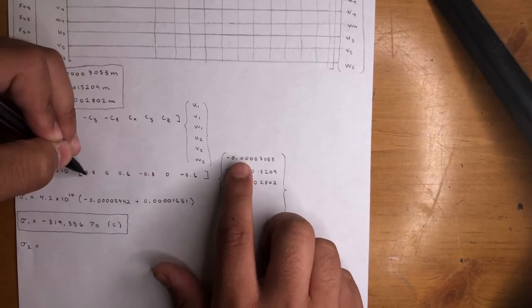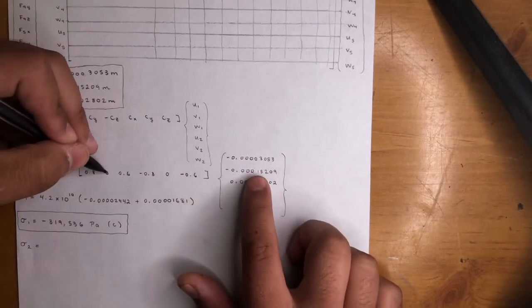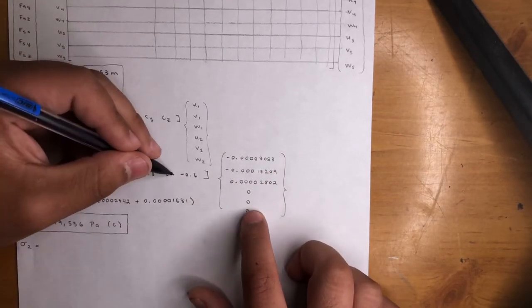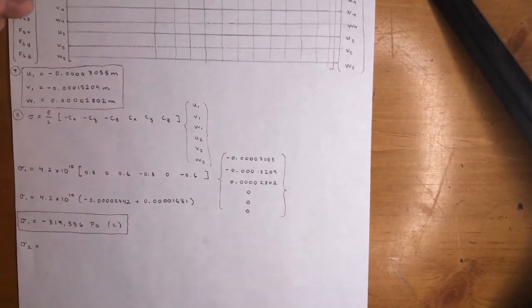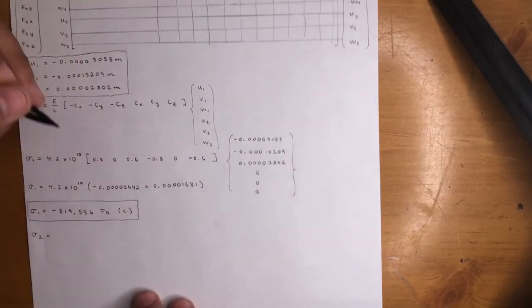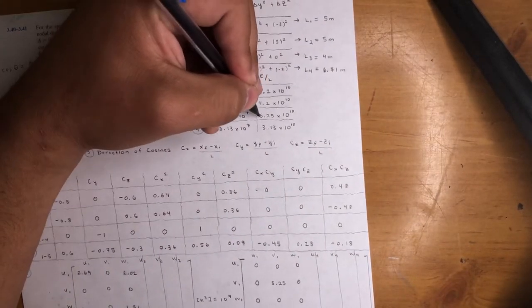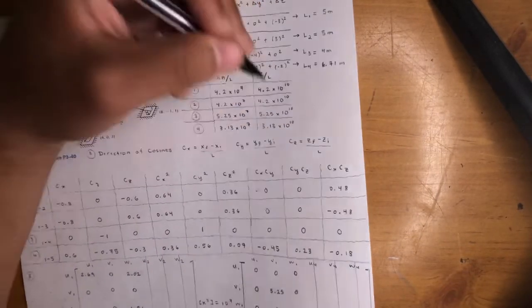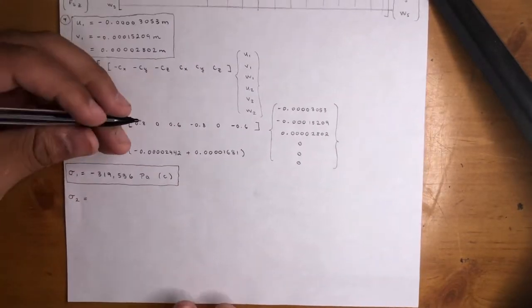Finally, you do the math, right? Just like we did here. It's this one times this one, this one times this one, this one times this one, this one, this one, this one, this one. Add them up and multiply that by your E over L. E over L is going to change, remember, okay? And the next one, it's also 4.2, but then it's going to be 5.25, 3.13, and that's pretty much it.